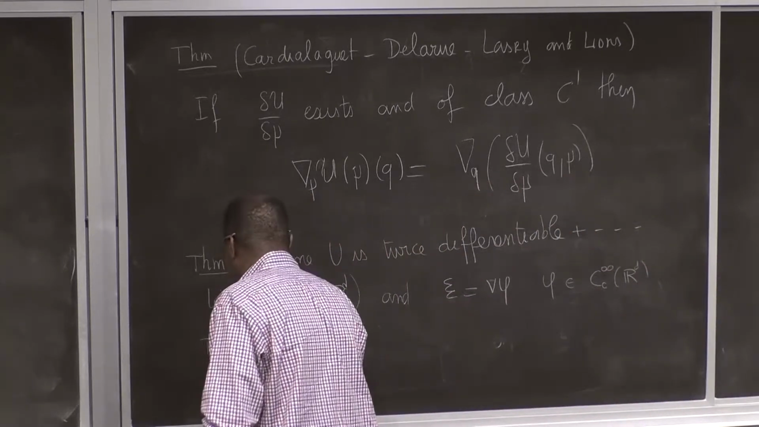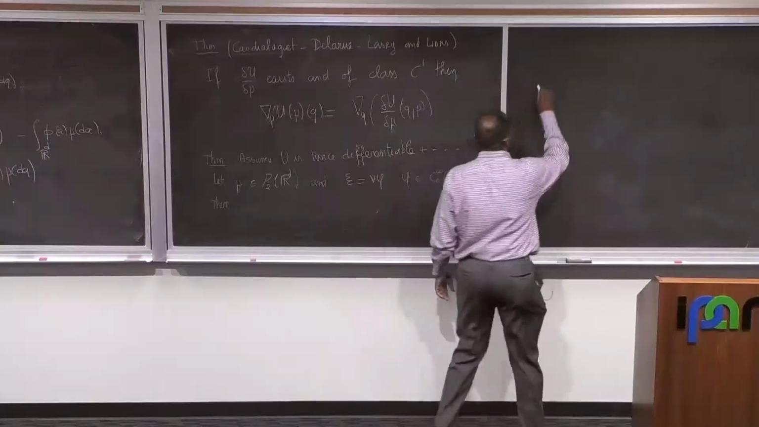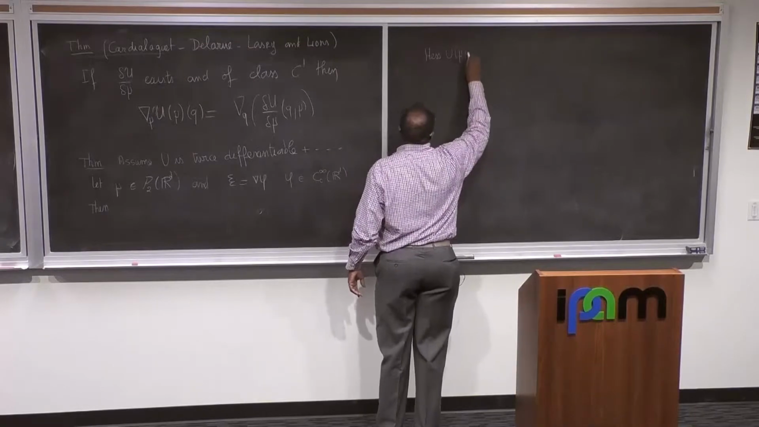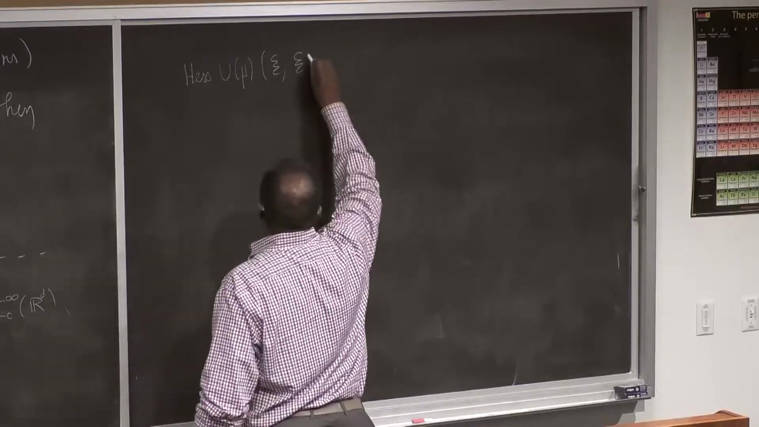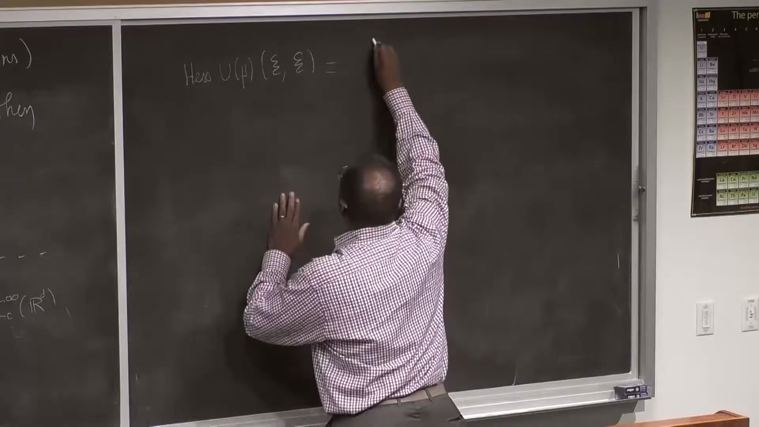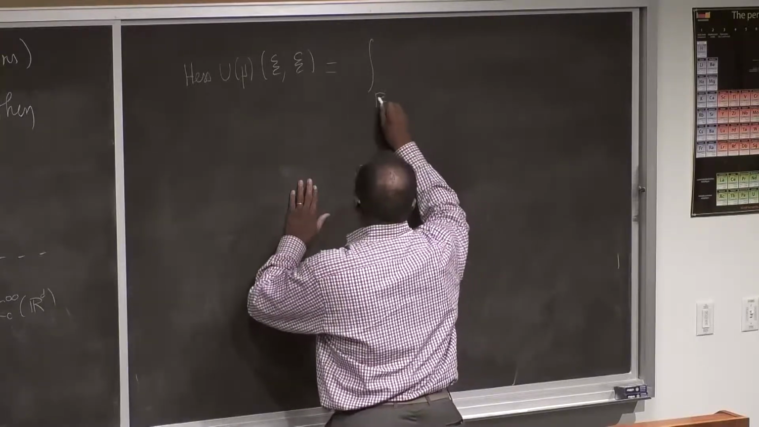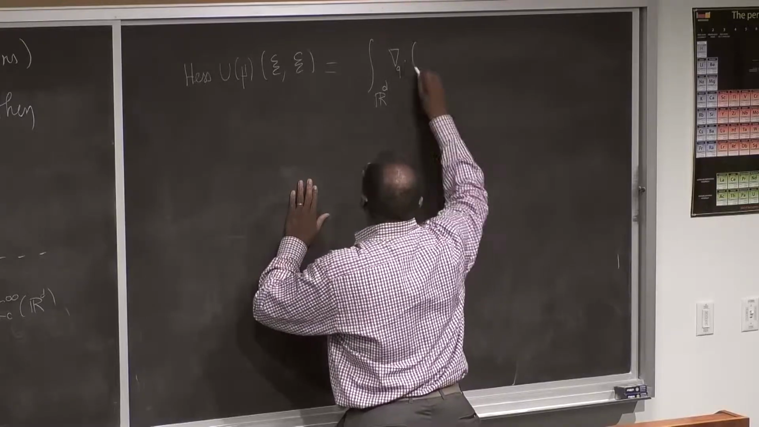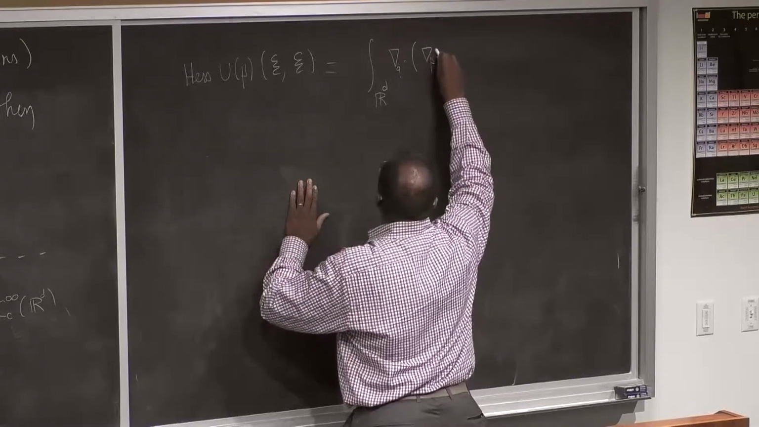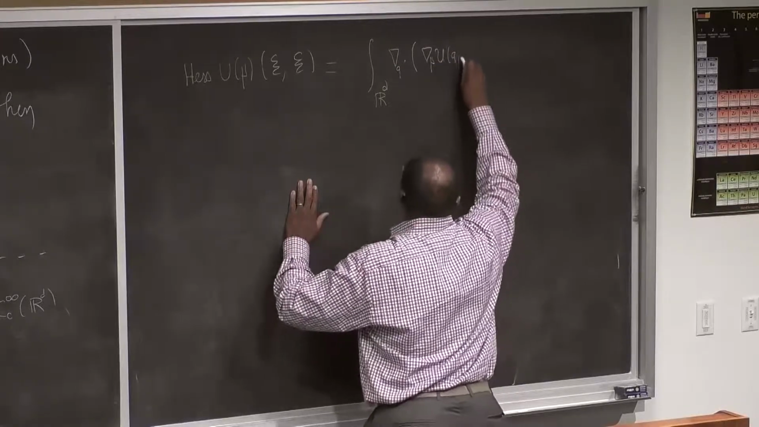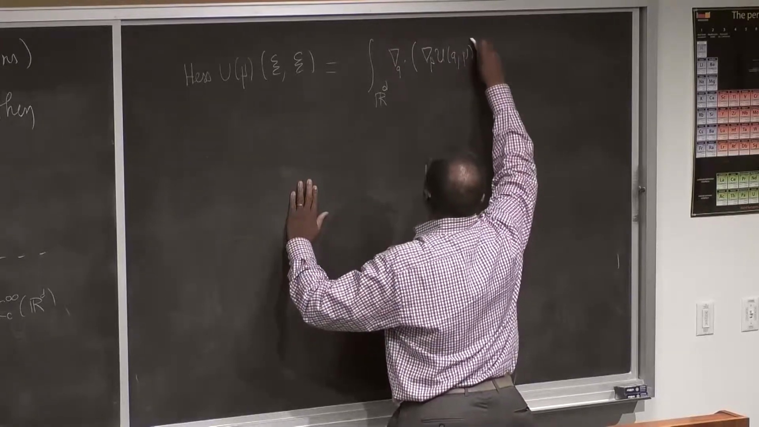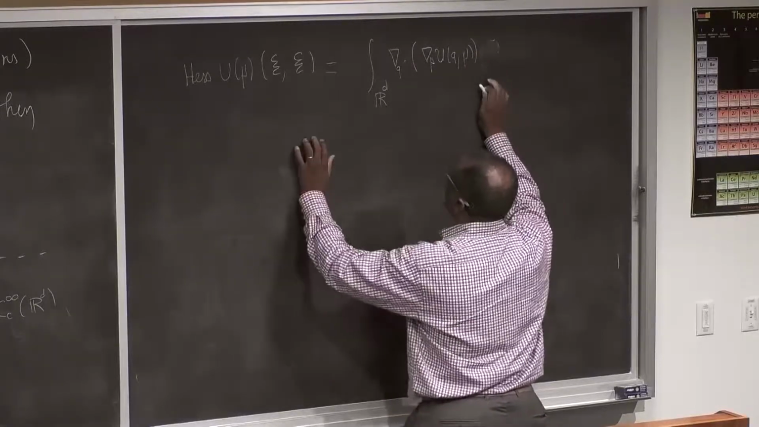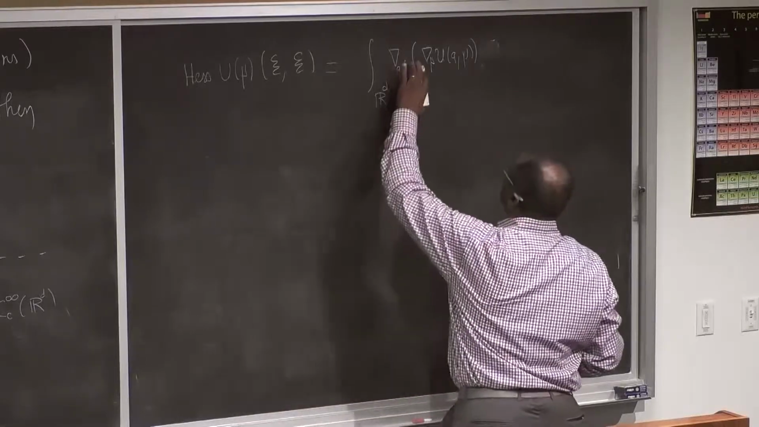Then the Hessian of U at mu, if I apply it to psi, will be the integral over Rd. I am going to take the divergence with respect to q of the Wasserstein gradient of U at q, mu, integrated against mu, and so on.